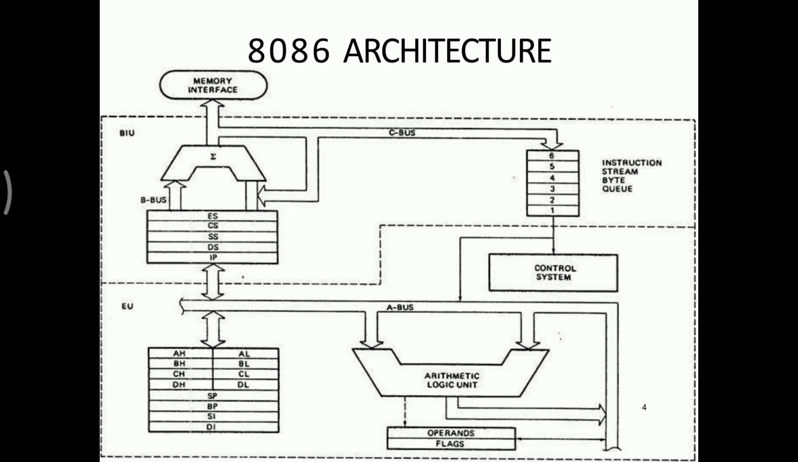So here we have two sections: the BIU, the bus interface unit, and the second one is the execution unit. We can study them one by one. First we can see the bus interface unit. But before going for that, what is a microprocessor? What is the operation of a microprocessor? What is the use of a microprocessor? We have to study that.